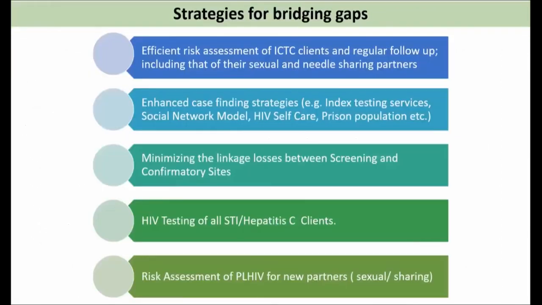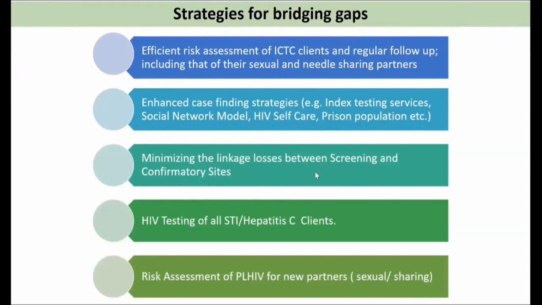So this is another slide just to reiterate how we can bridge the gaps in the first 95. One thing we discussed is the risk assessment of walk-in clients, and the regular follow-up of the HRG population, the sexual and needle sharing partners, and then enhancement of the case finding strategies through index testing or partner testing services, social model, network model, HIV self-care, and prison population coverage.